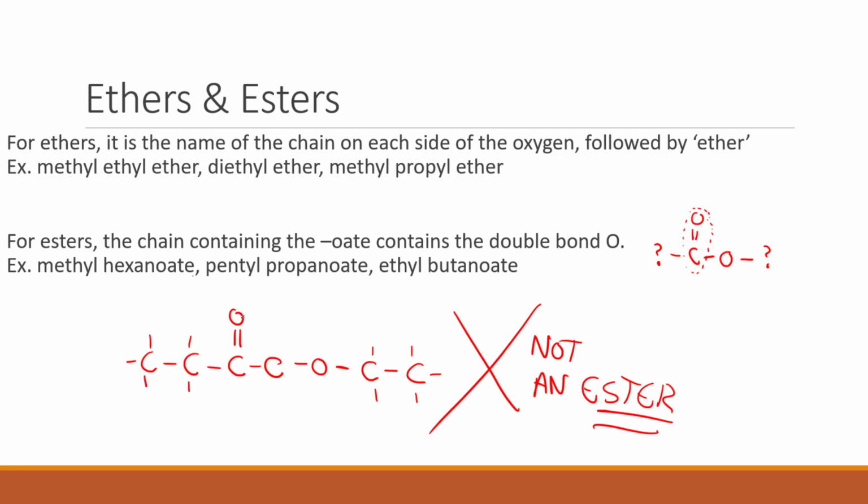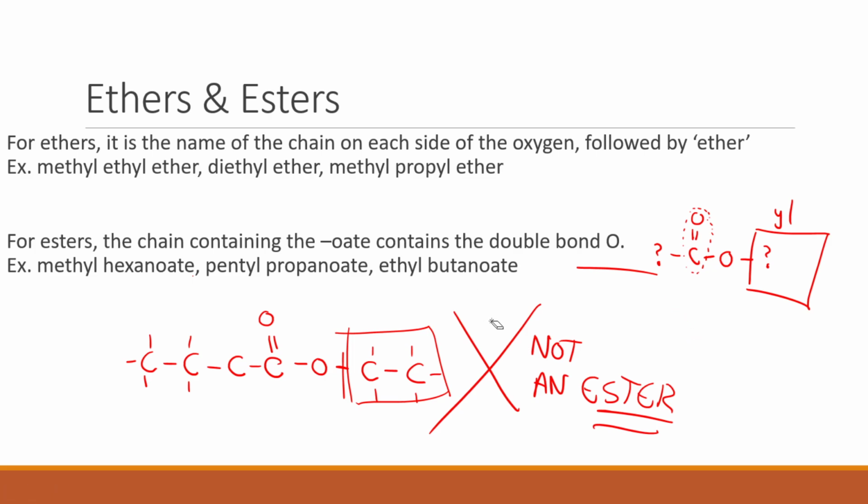Here you have a ketone and an ether. This is just a double bond O connected to stuff. That's a ketone. This is an O connecting two branches. That's an ether. So it's not an ester. We're not going to deal with mixing functional groups, so you're not going to have to worry about that. For an ester, the branches are always going to go in this spot. This is where your branch is going to go, and this is where the rest of the chain is going to go. That's just the convention for naming esters.